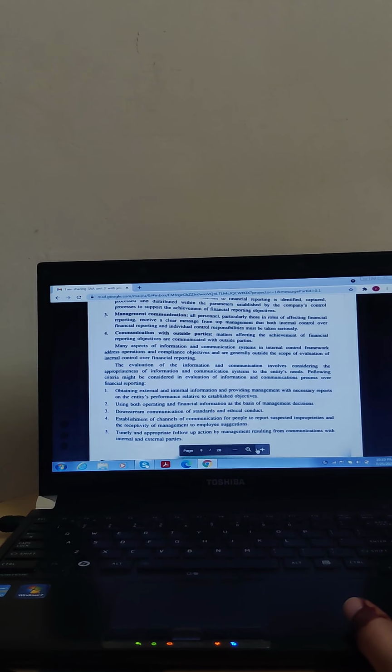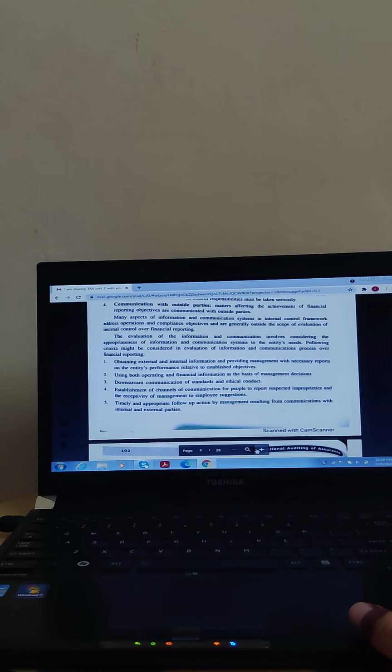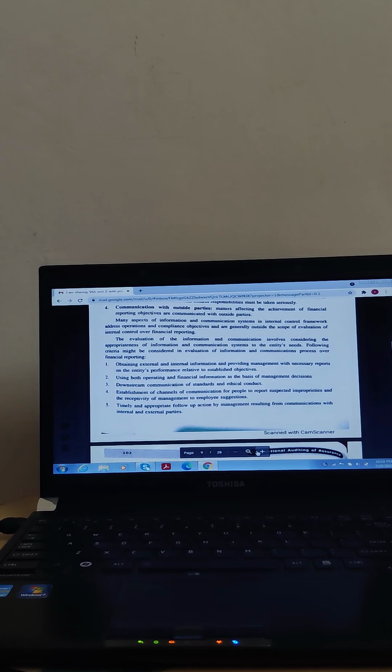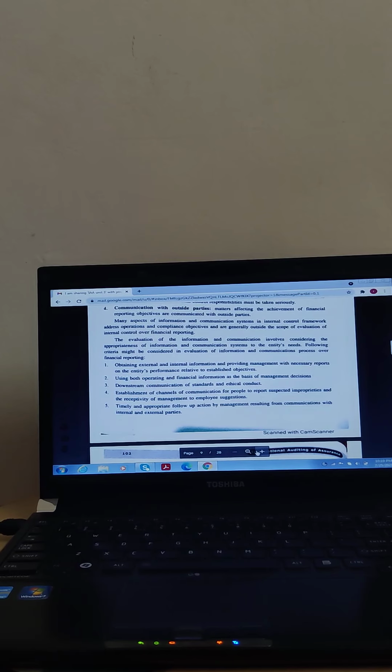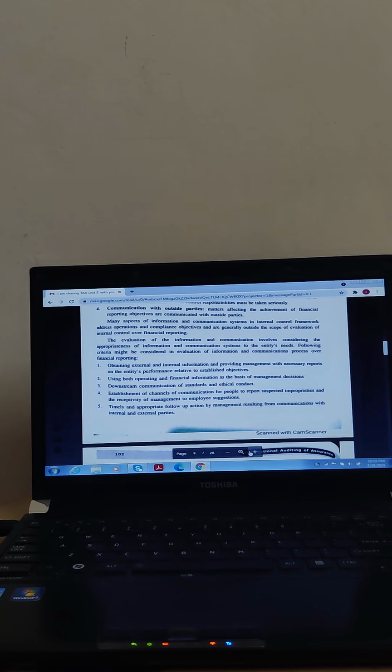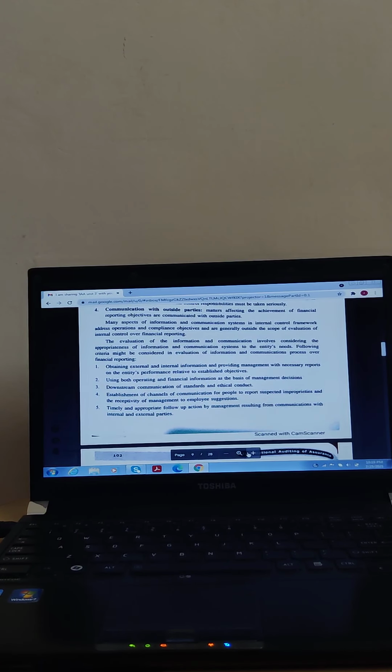Now, the evaluation of the information and communication process of financial reporting includes the following things. That is how you need to obtain external and internal information, then using both financial information and management decisions, like how you're going to use financial information as a basis for your management decisions. Then how you're going to standardize and communicate downstream the standards and ethical conduct.